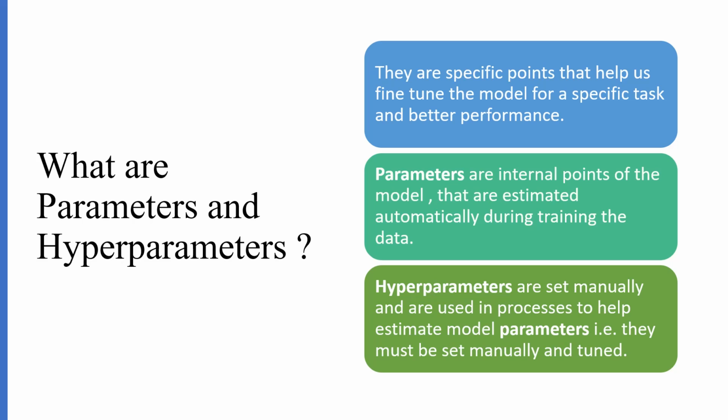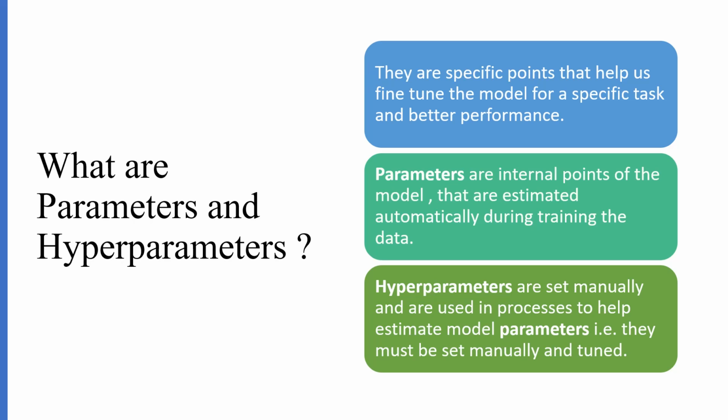So there are a couple of things here. The first one is the parameters. They are the internal points of the model that are estimated automatically during training on the data. Basically, they're estimated from the data automatically. They're a part of the model that learns automatically from historical data. You actually do not need to do anything.